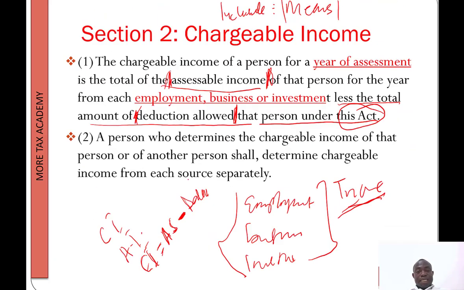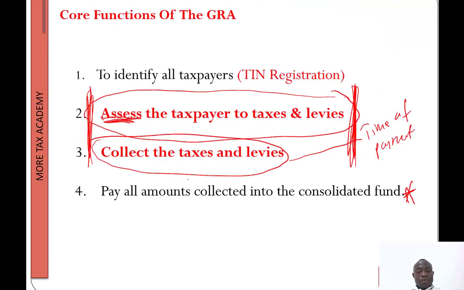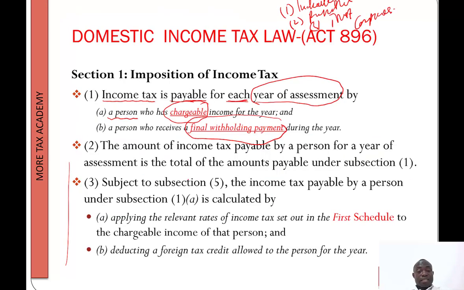So let me recap. I don't want to have a very long video so that you can finish listening to it and then you move to the next one. We are saying that among the core functions, we are going to learn how to assess taxpayers. After the assessment, we'll do the collection of the taxes. For the payment to the consolidated fund, it doesn't concern us too much. We have looked at the imposition of tax, and we are saying that tax is imposed on any person who has a chargeable income. I deliberately suspended the B portion with the final withholding payment. We'll come and take it later.